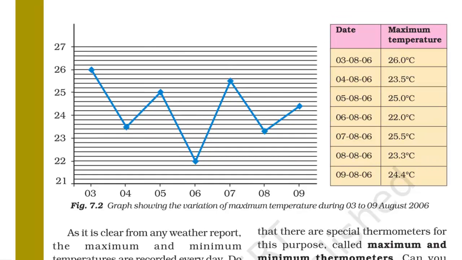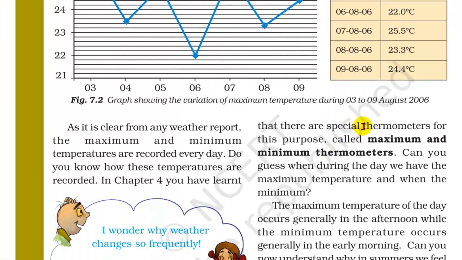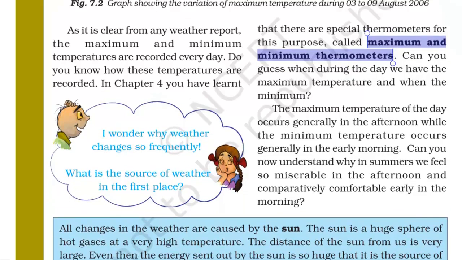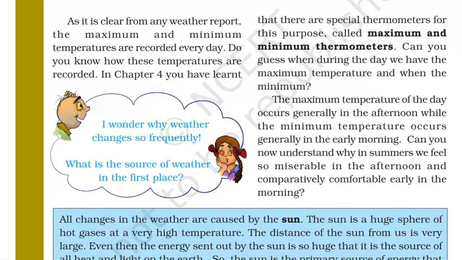In order to record the maximum or the minimum temperature of a particular day, there is a special thermometer for this purpose. The name of that thermometer is the maximum and minimum thermometer. For a particular day, the maximum temperature generally occurs in the afternoon, while the minimum temperature generally occurs in the early morning.